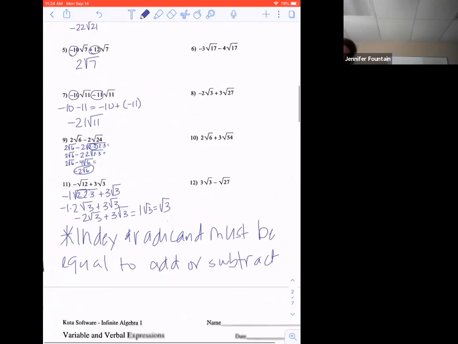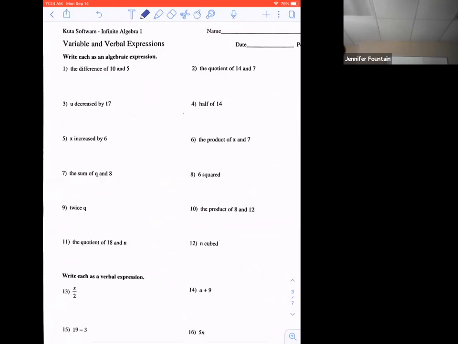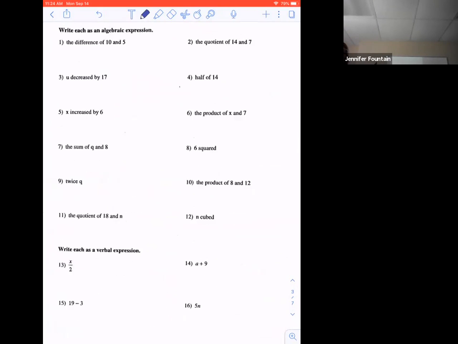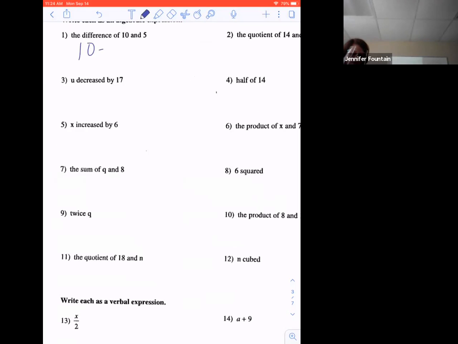Okay, go ahead and let's flip the page for a minute. Variable and verbal expressions. So in here, we have our statements that we have to change to write an algebraic expression. So the first one, the difference of 10 and 5. How am I going to write that as a math problem? 10 minus 5. 10 minus 5, good.